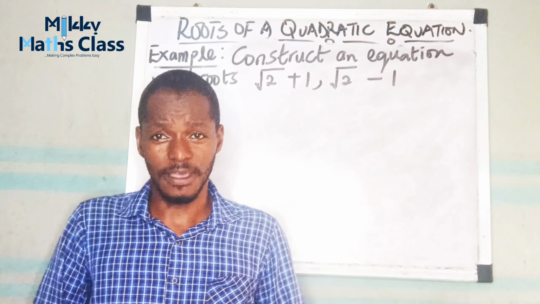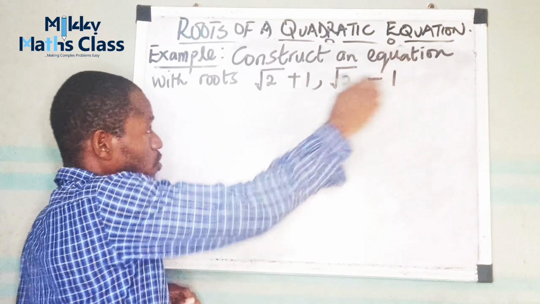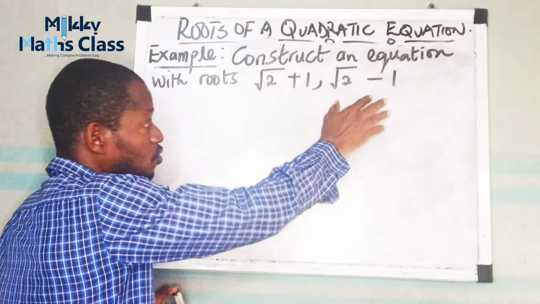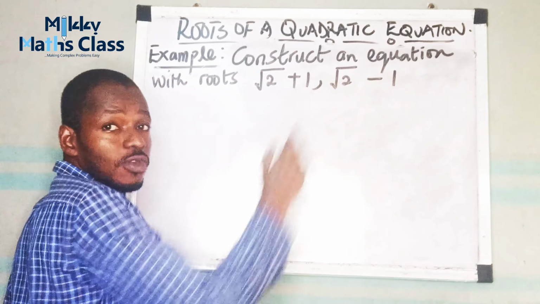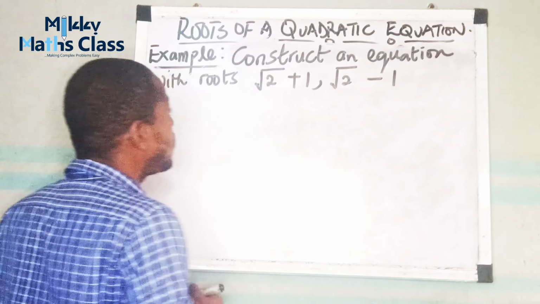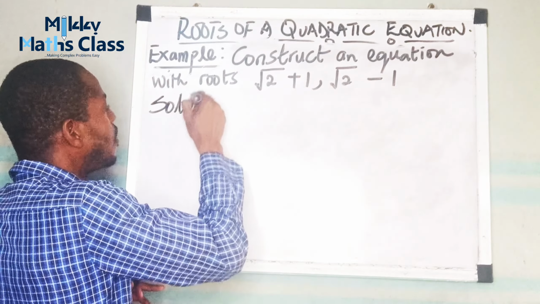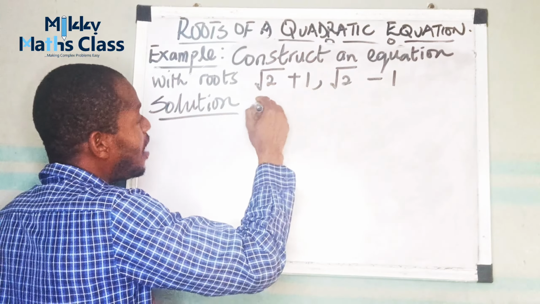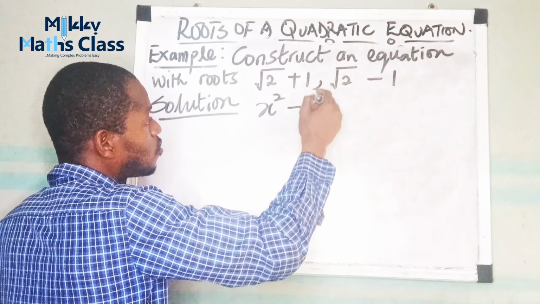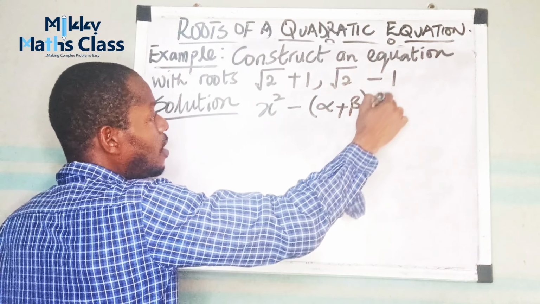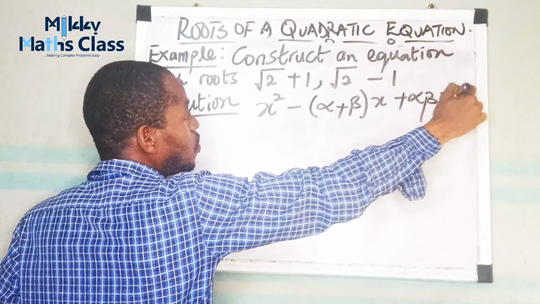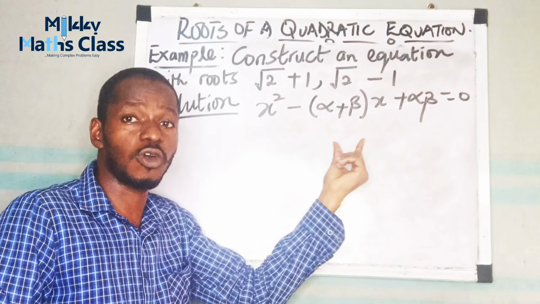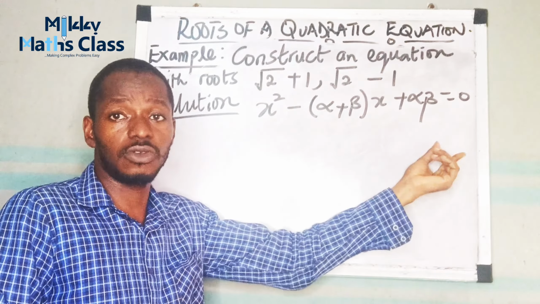All right, let's look at this other example. You can be asked to construct an equation with roots root 2 plus 1 and root 2 minus 1. These are the two roots of the quadratic equation. Now the first thing you need to know is that our quadratic equation has the form x squared minus (alpha plus beta)x plus alpha beta equals 0. That means x squared minus the sum of roots times x plus the product of roots equals 0.